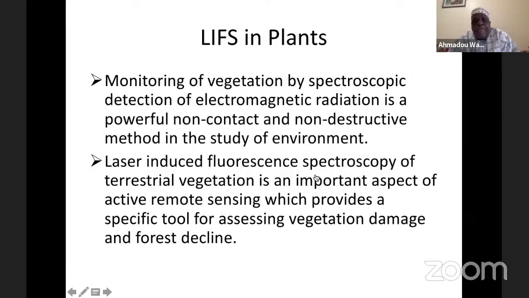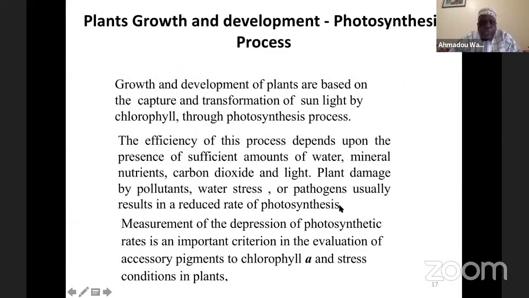So now, leaves in plants. The monitoring of vegetation by spectroscopic detection of electromagnetic radiation is a powerful, non-contact and non-destructive method in the study of environment. And laser-induced fluorescence spectroscopy of terrestrial vegetation is an important aspect of active remote sensing, which provides a specific tool for assessing vegetation.